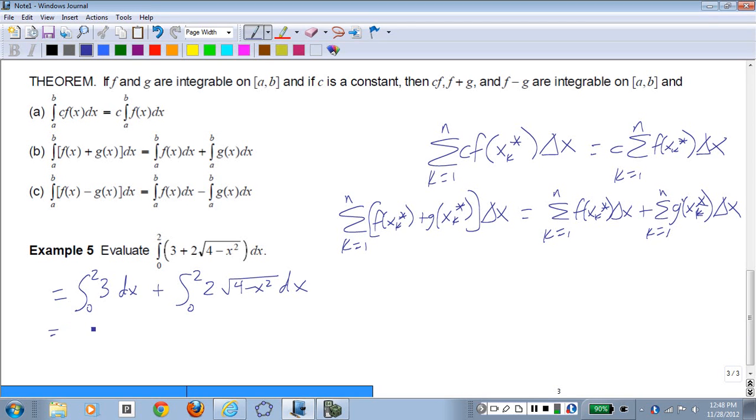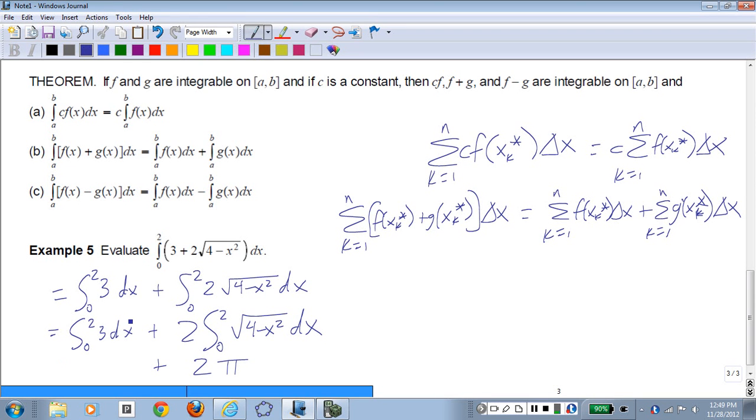So one more time, it's going to be the integral from 0 to 2 of 3 dx plus 2 times the integral from 0 to 2 of the square root of 4 minus x squared dx. And then it's not so bad. We can do this. In fact, we did do this in the previous example. This much was pi: the integral from 0 to 2 of the square root of 4 minus x squared dx. We just got through doing that, and that's pi.